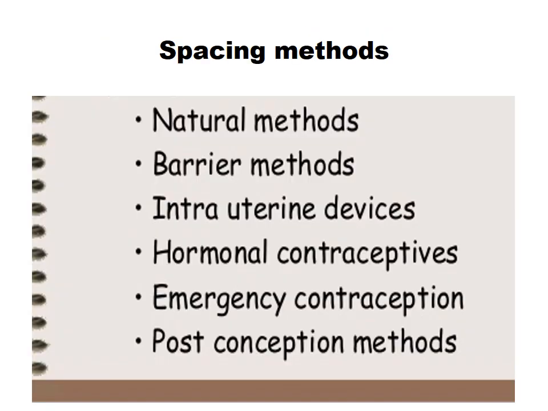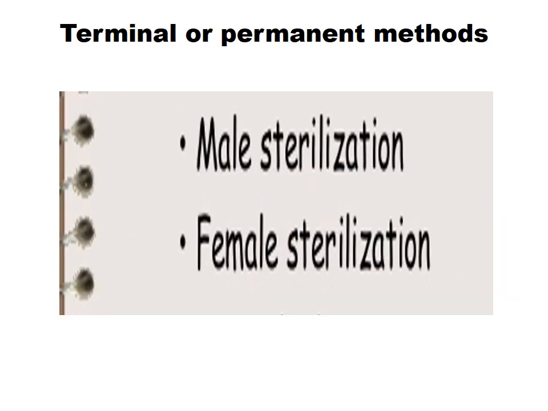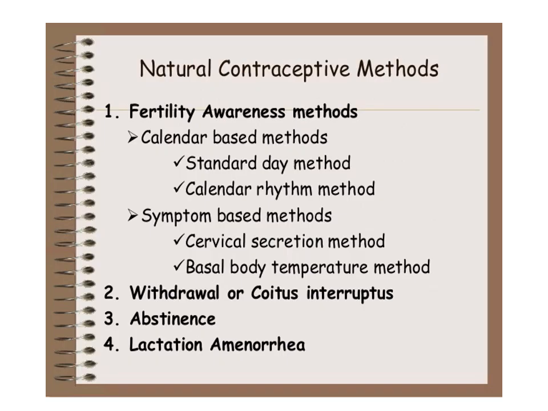Now in the spacing methods, these are methods where we want to space out either after marriage or after one child or after two children. These are natural methods. They could be barrier methods, intrauterine devices, hormonal contraceptives, emergency contraception, post-conception methods. So these are all things which are temporary in nature. Terminal or permanent methods are either male sterilization, which is a surgical thing, or female sterilization. Both are surgical options.